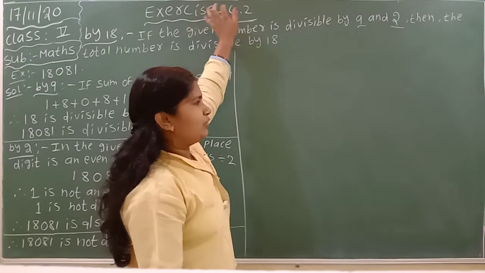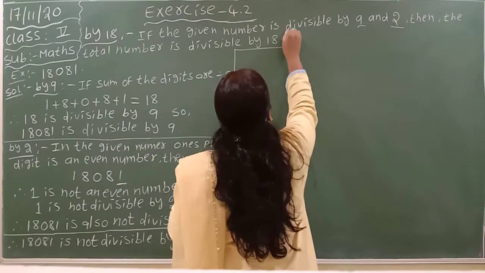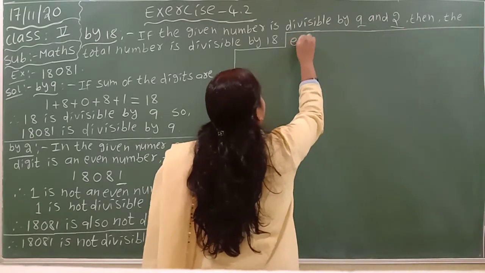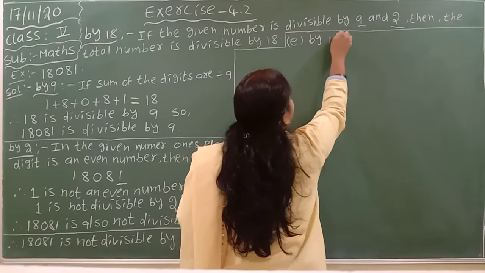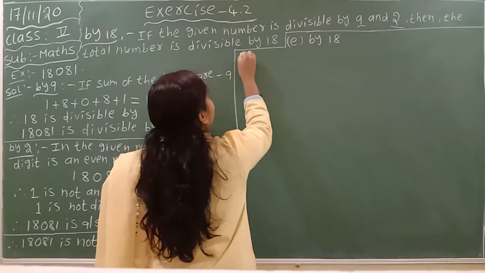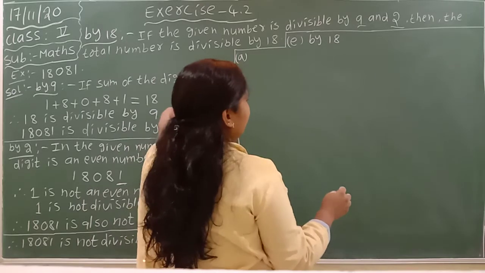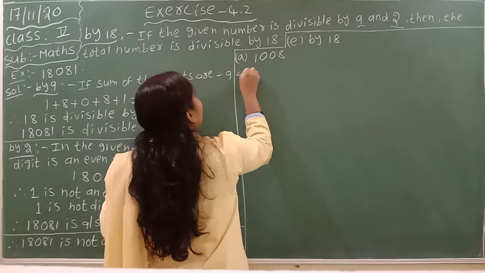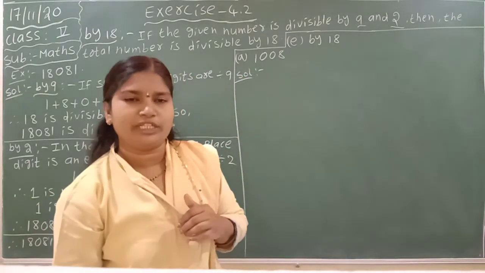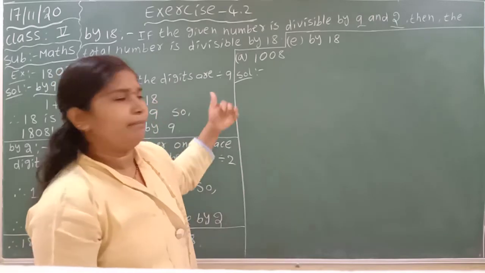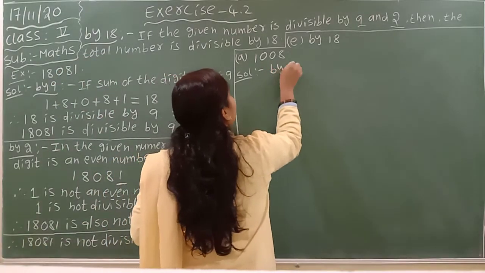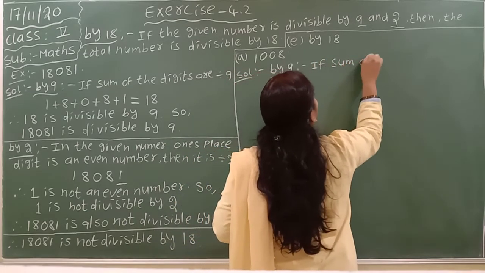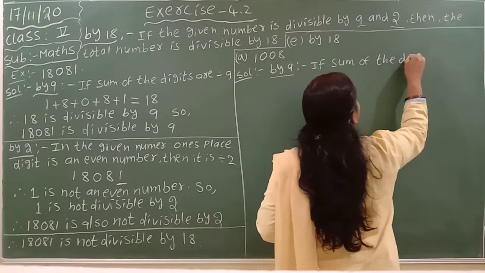In exercise 4.2, you have the E bit. That is by 18. In this, the first question is 1008. First write down the solution. What do you have to check? First you have to check the by 9 property. By 9 means the sum of the digits.